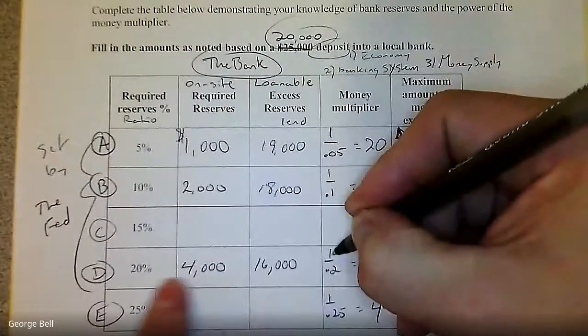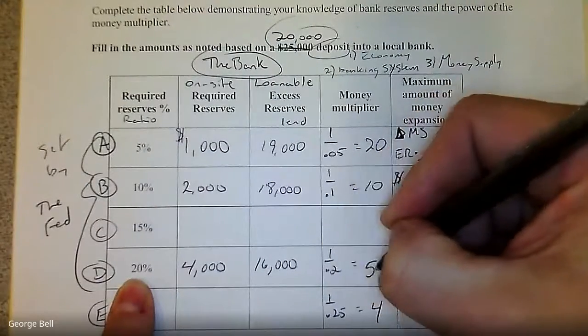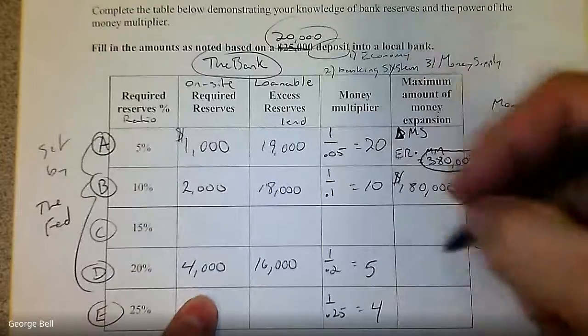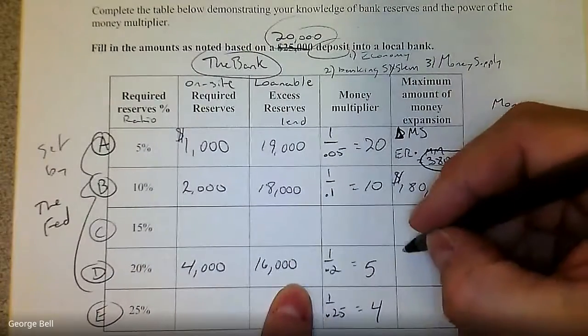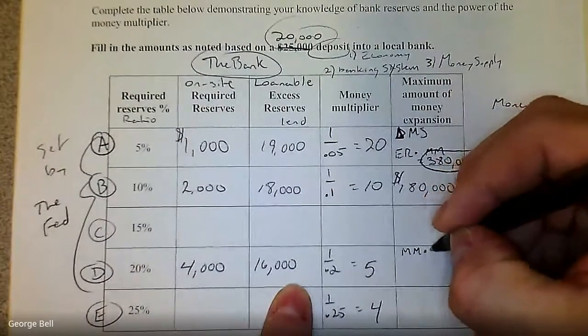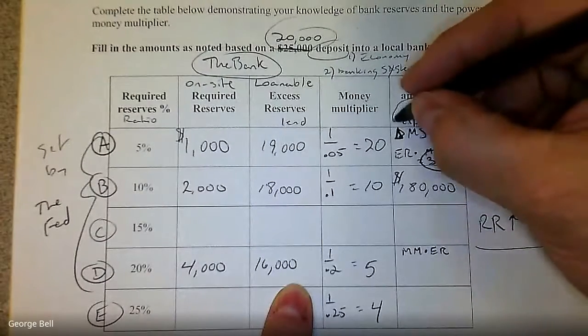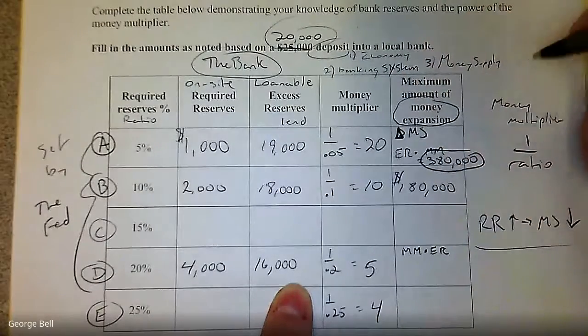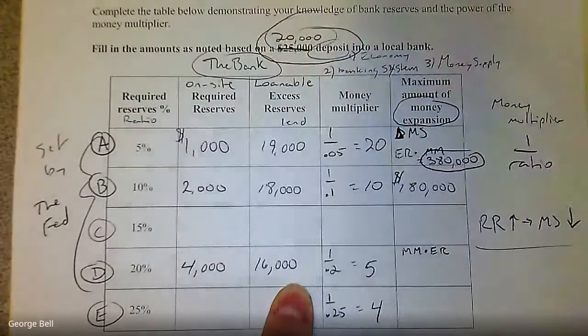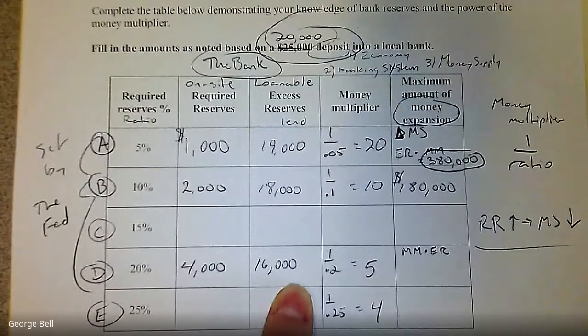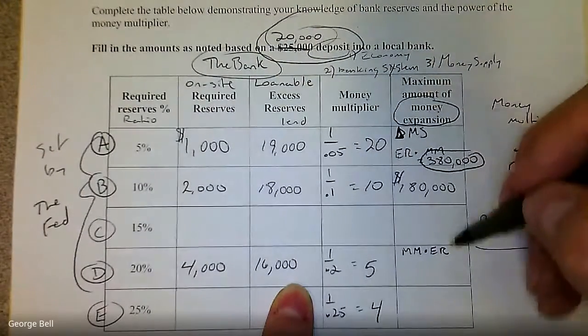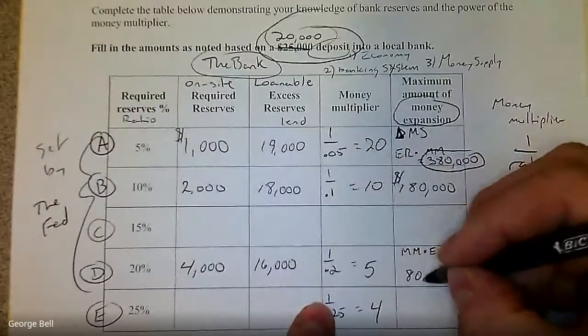Multiplier is 5, 1 divided by the 0.2 or the 20%. And then 5 times the excess reserves. Remember, the money multiplier times the excess reserve gives us the amount of money creation or expansion. And this is from new deposits. And when this happens, then 5 times 16 is $80,000.